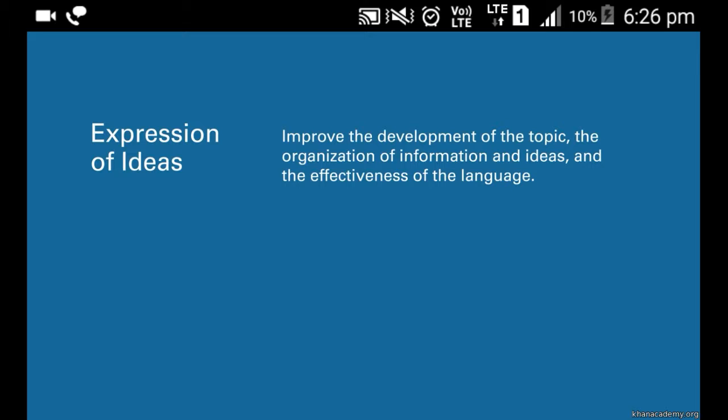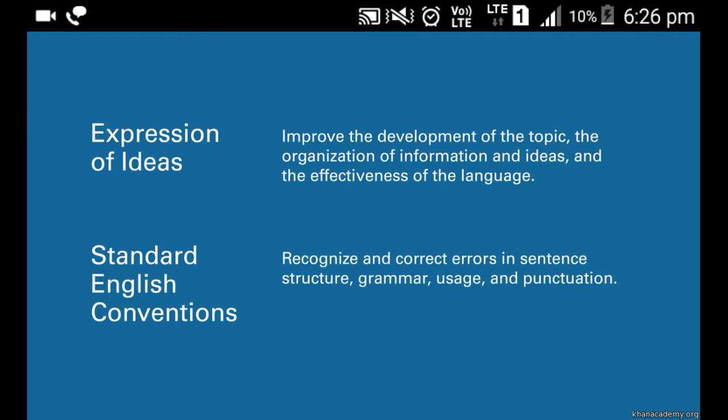There are 2 categories of questions. In the first, expression of ideas, you will be asked to improve the development of the topic, the organization of information and ideas, and the effectiveness of the language. The second category is standard English conventions. These questions will ask you to recognize and correct errors in sentence structure, grammar, usage, and punctuation.